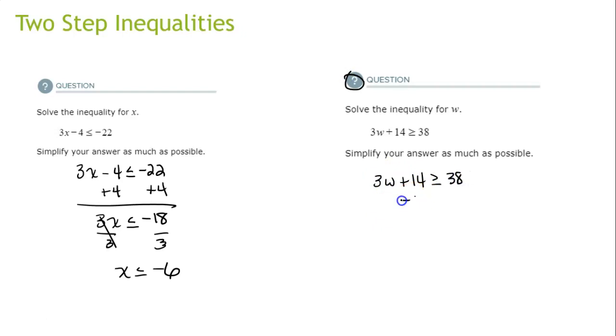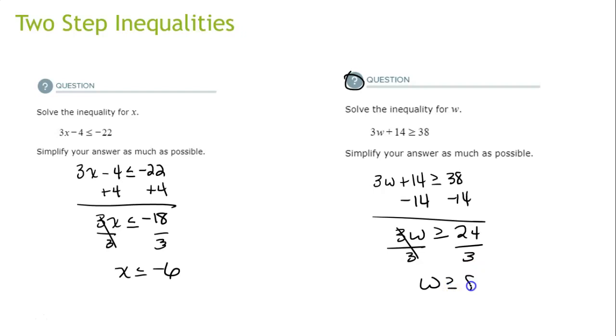Welcome back. You should have started by subtracting 14 from each side. So 3w is greater than or equal to 24. We divide both sides by 3. I did not divide by a -3, so there's no reason to flip. And so w is greater than or equal to 8.